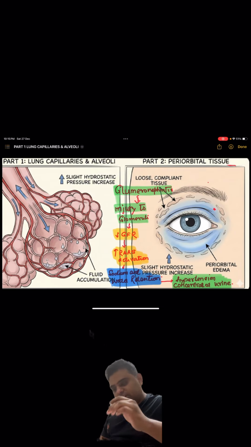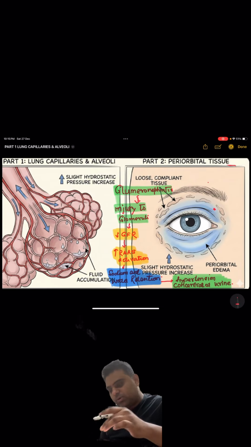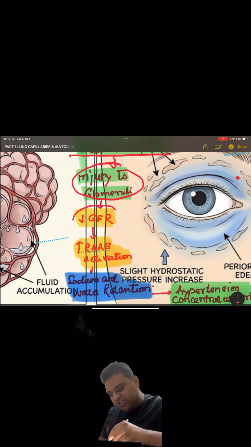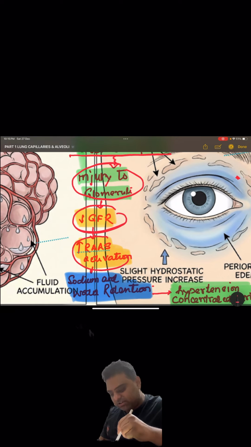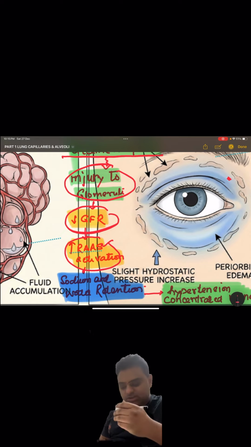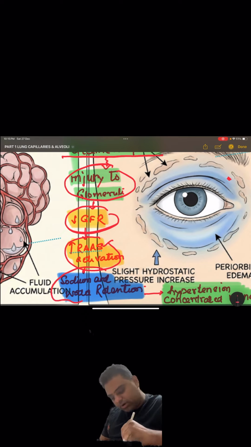Now see, whenever there is a glomerulonephritis, what happens? There is injury to the glomeruli, because of which there is decreased GFR and there is increased RAS activation. Renin, angiotensin, aldosterone system is activated, aldosterone increases, and so there is sodium and water retention.